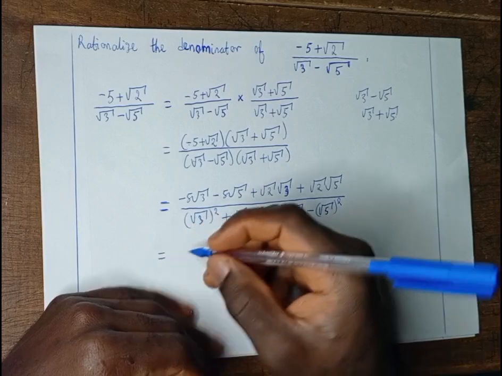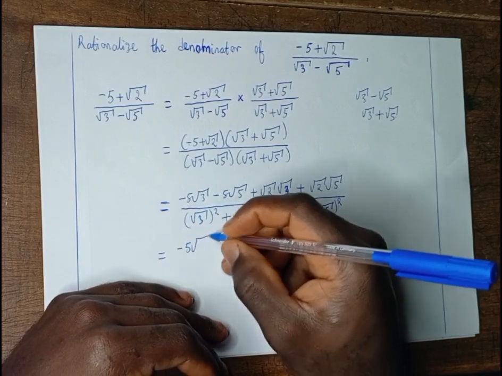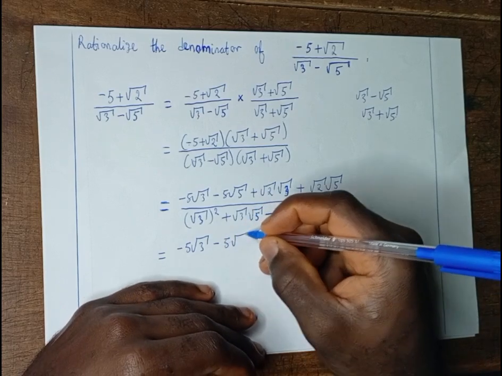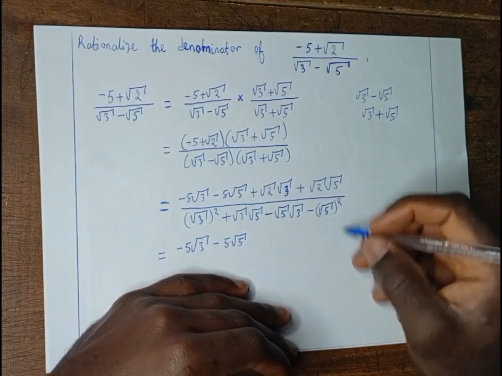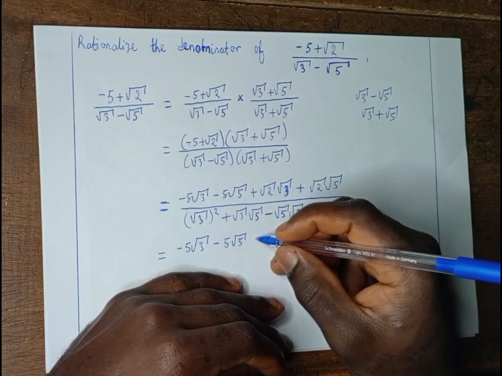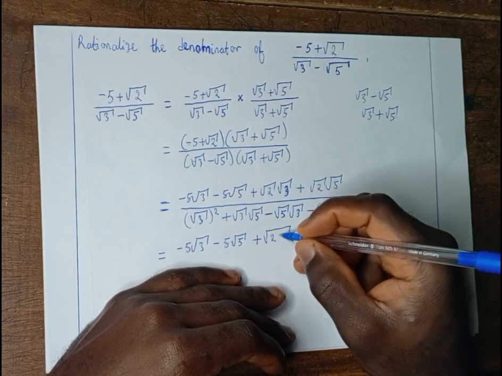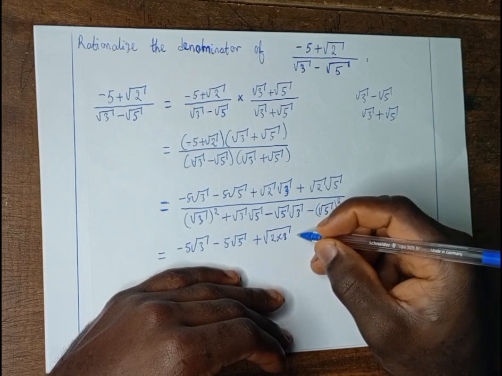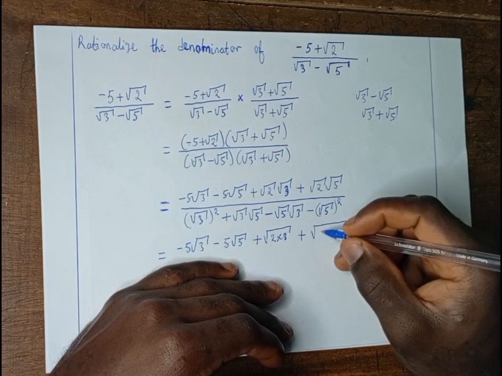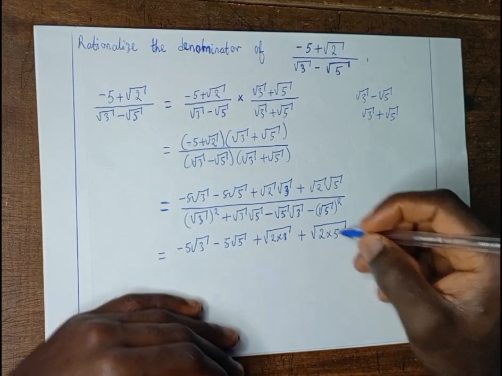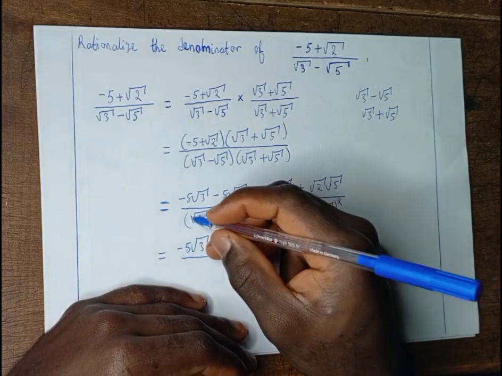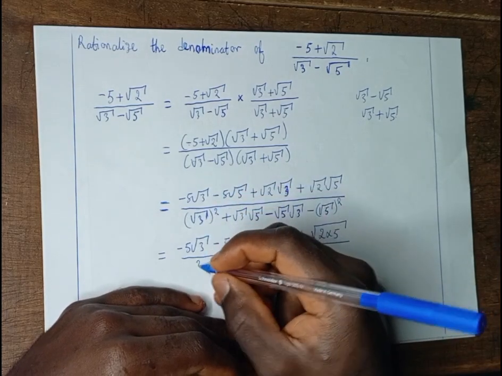So this will give us -5√3 - 5√5. Here we know √2 times √3 will simply be the same as plus √(2 times 3), plus here √2 times √5. We know this will simply give us √(2 times 5), all over √3 squared. Here √3 squared will simply be equal to 3.